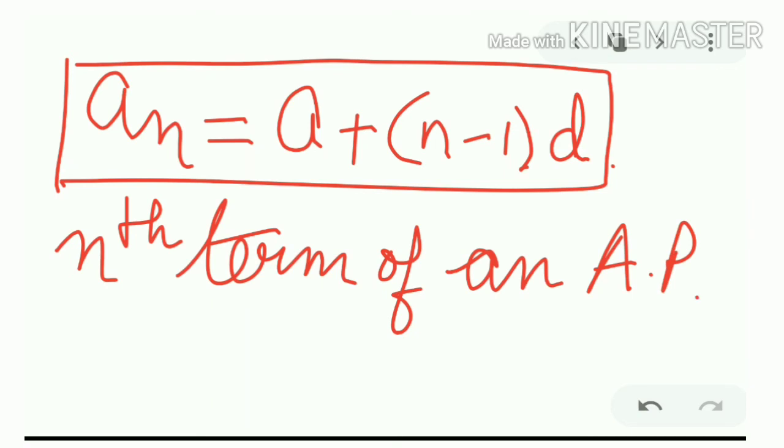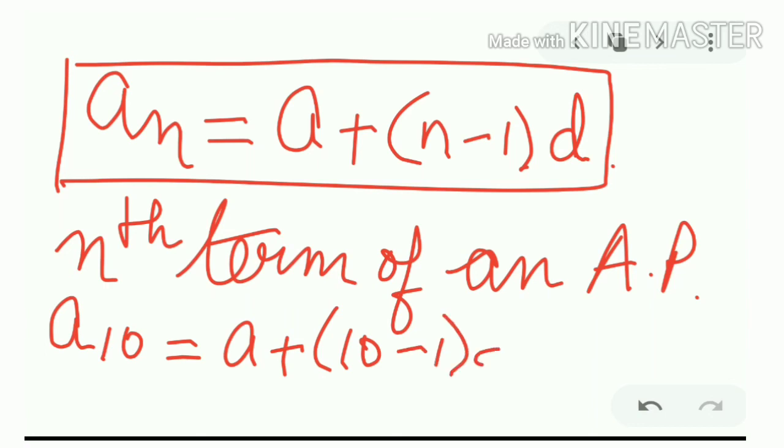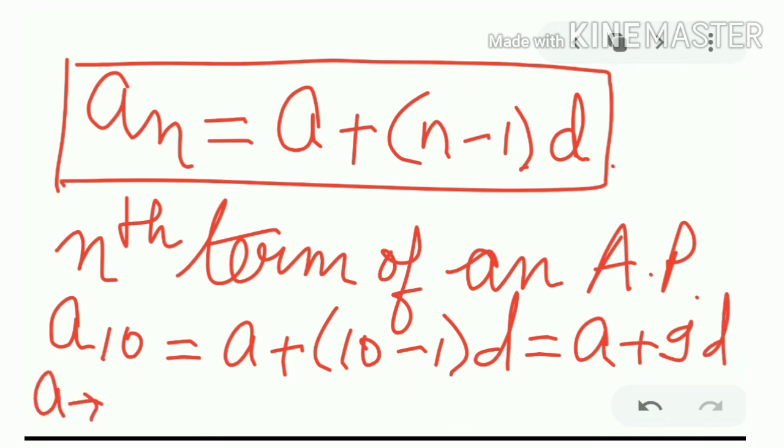Kindly note it down. So if in general you want to find the 10th term, what will be A10? A10 will be A plus 10 minus 1 into D, that is equal to A plus 9D, where A stands for the first term and D is the common difference.